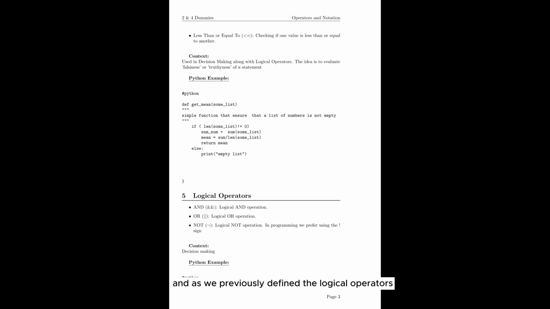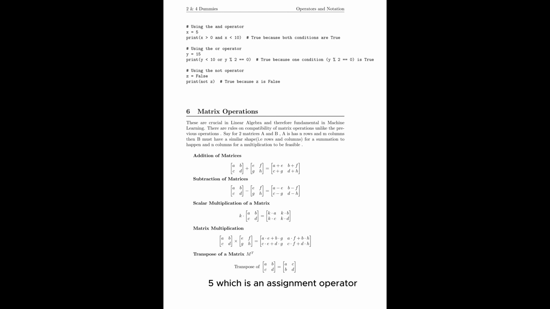And as we previously defined, the logical operators are used in decision making. So we have the AND operator there, we also have the OR operator there, and the NOT. The NOT is normally denoted using the exclamation point. For example, we have x is equal to 5, which is an assignment operator.